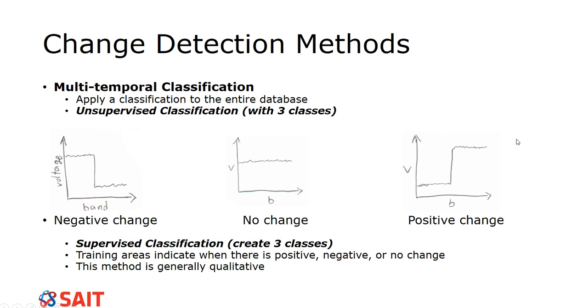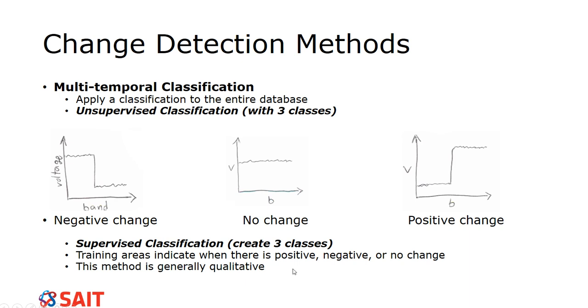The benefit of doing the classification is that I can examine my entire database at the same time. The disadvantage is that, especially with unsupervised, I don't really have any accuracy measure. And the validation of it can be challenging, especially if you don't have previous years' data.